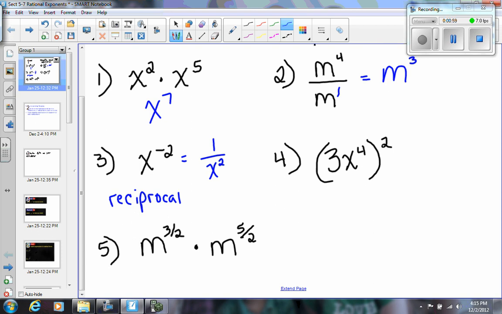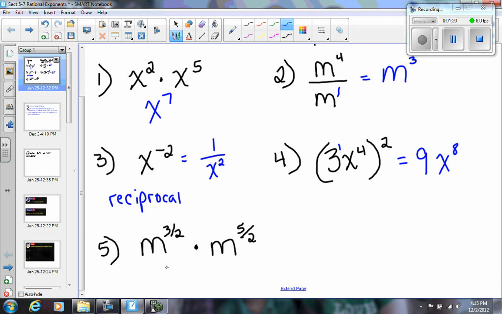When you have a power to a power, you multiply the exponents. So in this case, this was like 3 to the first power. So we would have now 3 to the second power, which is 9, and x to the eighth power, because you're going to multiply. So that would be my answer for that.